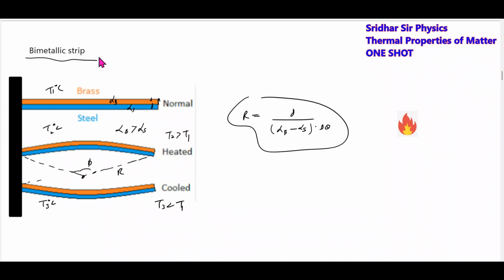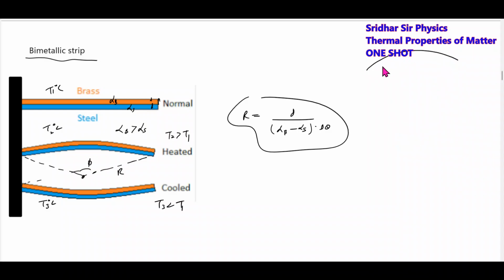There's a bimetallic strip, a small idea. At one end both will be clamped, the other end free, and they'll be riveted or welded. If you increase temperature, it will bend like this, and the radius of curvature of this depends on this condition. So you can also think in this way.